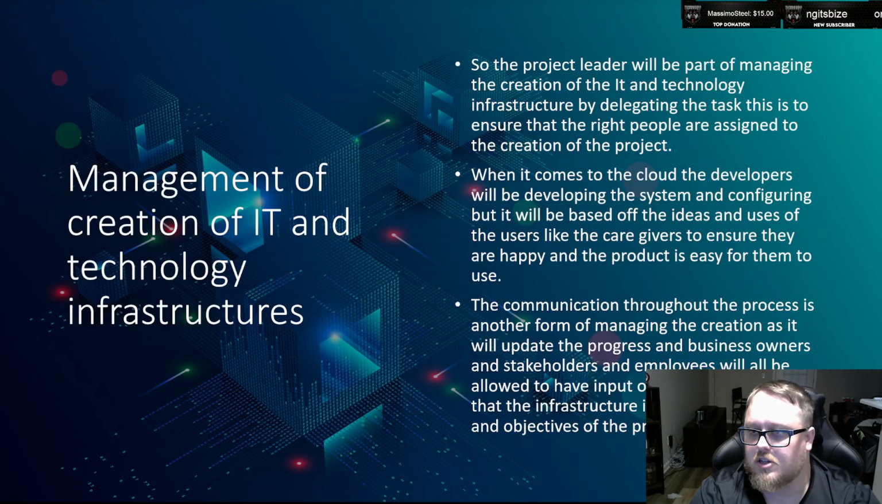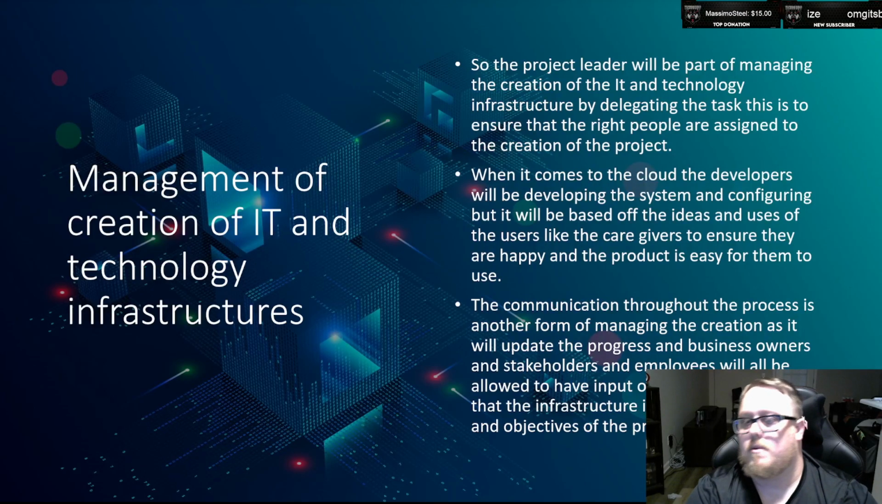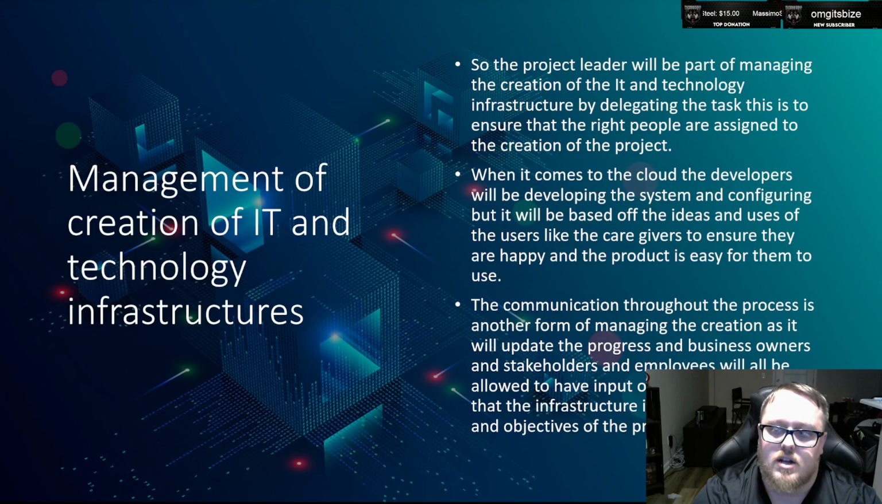Management and creation of the IT infrastructure. The project leader is going to be the one managing the creation of the infrastructure. So by that, he's going to be delegating tasks. Again, this goes back to the work breakdown structure of ensuring the right people are assigned to the creation of the project.